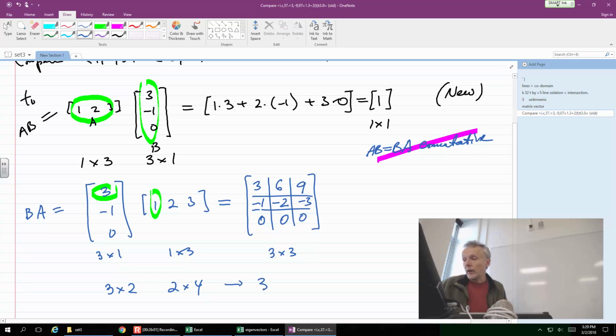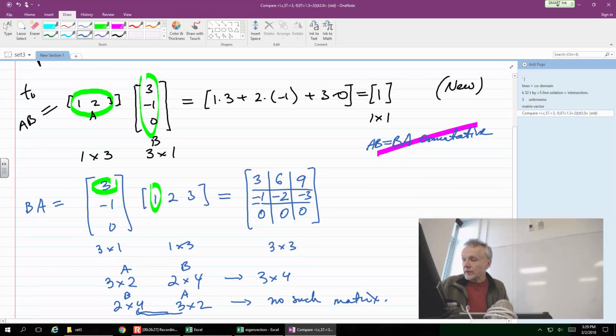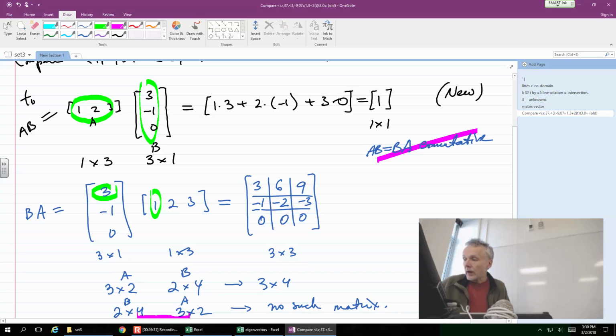The result will be 3 by 4. But if I flip them, this is A and this is B, if I go with BA, what's going to happen is 2 times 4, 3 times 2. So the result is what? No such matrix. You cannot multiply because there is no match over here. 4 and 2. So all of these examples suggest that things are very different for matrix multiplication than what we have seen before. But it is not entirely unheard of.